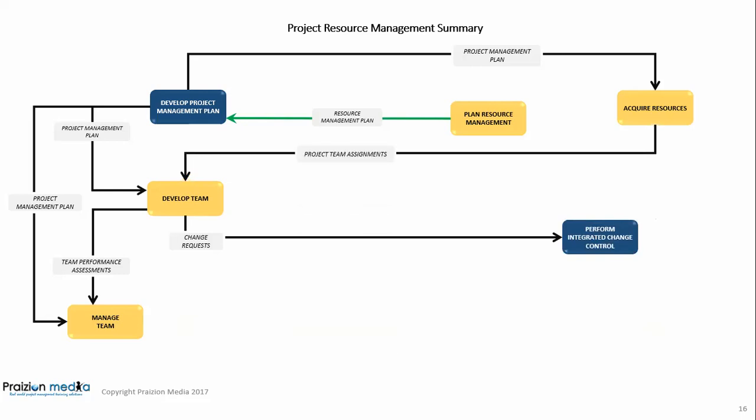Acquire resources gives project team assignments as an output and also resource calendars as an output. This goes to develop team where the team is developed. The resource calendars are relevant because we need to know when team members are available for training.